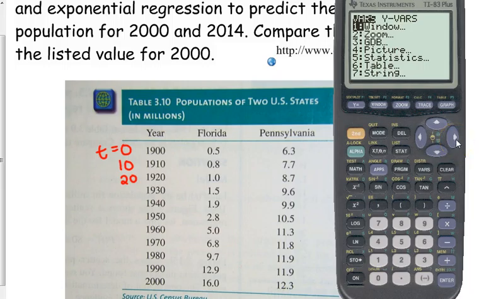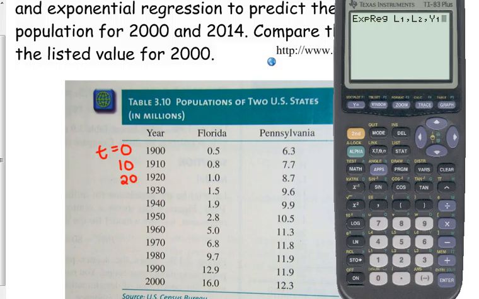Okay, VARS. Okay, go over to YVARS. Okay, VARS, over to YVARS. Press enter. And you'll see a bunch of Y1s, Y2s, Y3s. Okay, just press enter so that it'll put it in Y1. So this is what yours should look like at this moment.